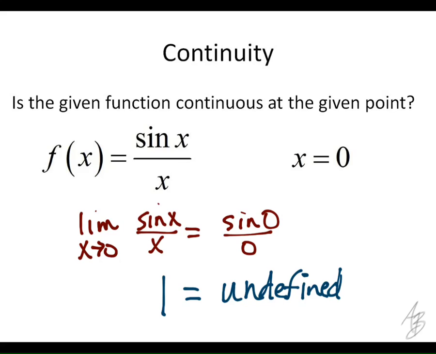Is 1 equal to undefined? Okay, that's not a trick question. So it's not continuous at x equals 0. So this function is actually a smooth curve, but it's not defined at 0. It's actually not even part of the domain, so it's not continuous at that point. Does that make sense? Pretty intuitive, I think.